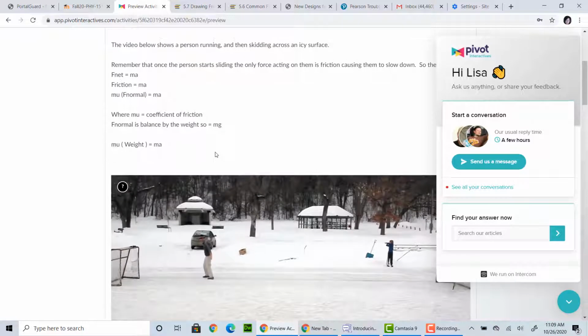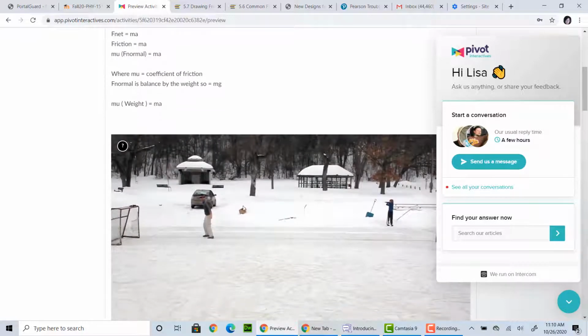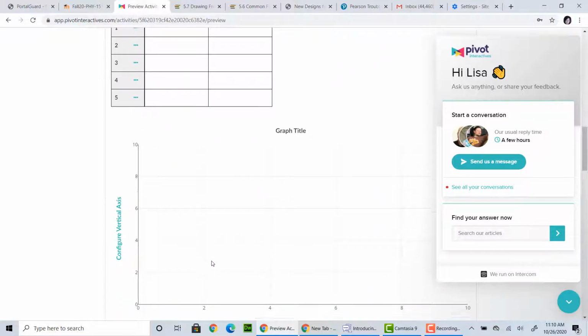And remember that friction is equal to mu times the weight in this case because he's standing on a horizontal surface. So the normal force that's acting up on him is equal and opposite to the weight pulling down on him. So friction is equal to mu times the normal force, and in this case, that would be mu times the weight. And remember that weight is mg. So in this lab, you're going to be finding the coefficient of friction.